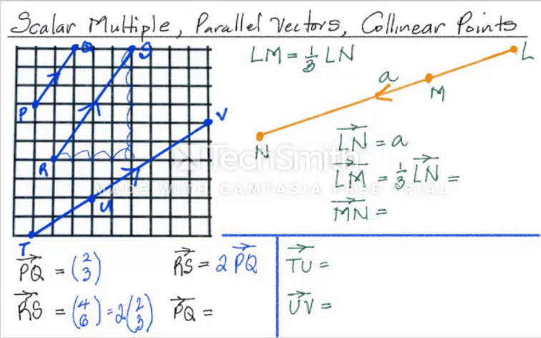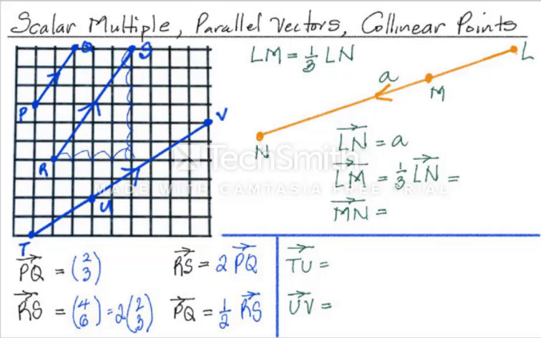PQ is the column vector 2, 3, and RS is what? 2 times the column vector 2, 3. So the vector RS is 2 times the vector PQ, and the vector PQ is a half of the vector RS.